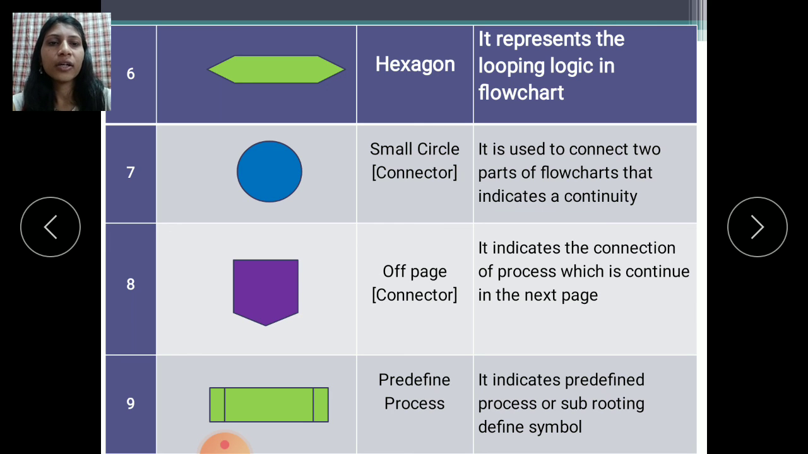Then the ninth one is the predefined process. This diagram is called a predefined process. It indicates a defined process or subroutine symbol. See, if you are using different sub parts of the program, meaning in one program you have written some sub part of the program, then to draw the flowchart of that sub part, use this symbol. So this is the use of this diagram.